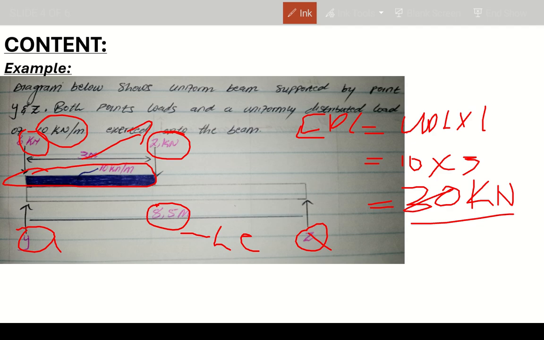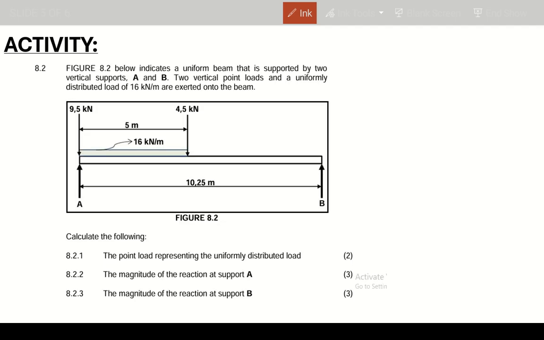Now let's try to do an activity on the content of the video. Here, the activity says figure 8.2 indicates a uniform beam that is supported by vertical supports A and B, with two vertical point loads and a uniformly distributed load of 16 kN per meter exerted onto the beam. Now, the question says calculate the following: 8.2.1, the point load representing the uniformly distributed load, 2 marks. So how to calculate this one?